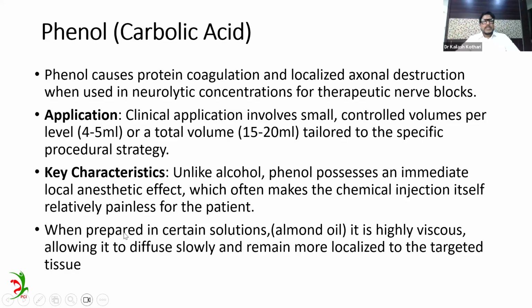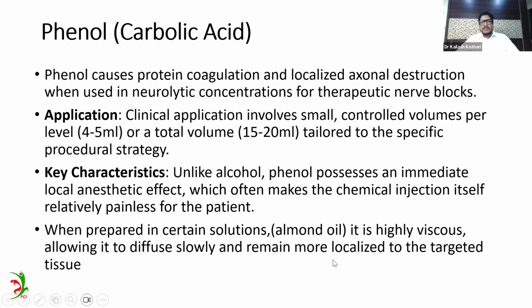There are two types of preparation. One is in almond oil and one is aqueous. I normally use aqueous phenol because it is easy to inject through a small needle like a 22 gauge needle. And we use small aliquots, 4 to 5 ml at each level, or as with alcohol, we use around 15 to 20 ml on each side if we are using single needle technique.